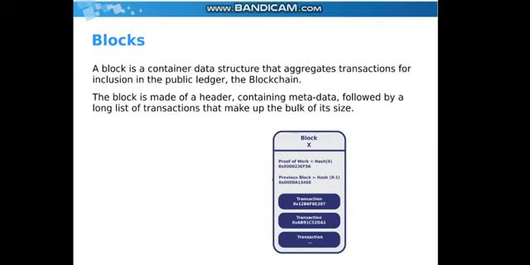Blocks. A block is a container data structure that aggregates transactions for inclusion in the public ledger, the blockchain. The block is made of a header containing metadata followed by a long list of transactions that make up the bulk of its size.